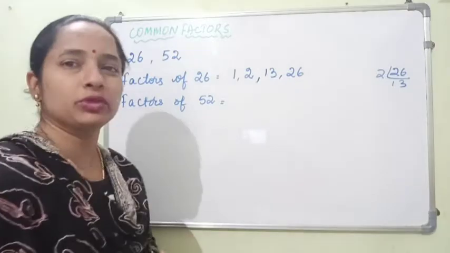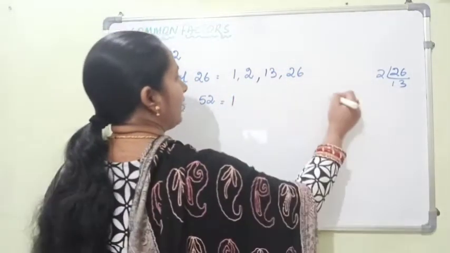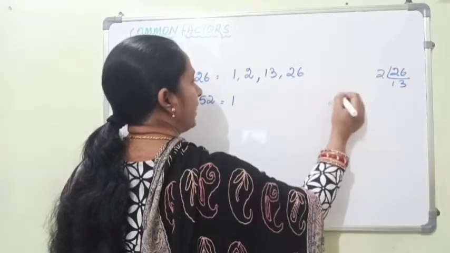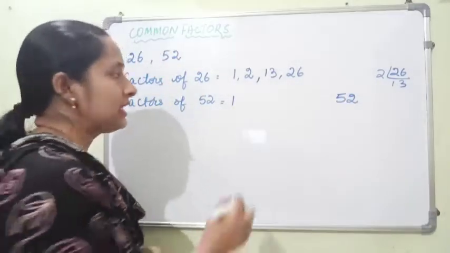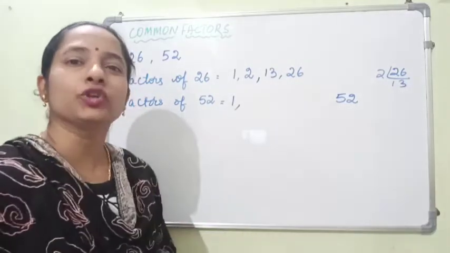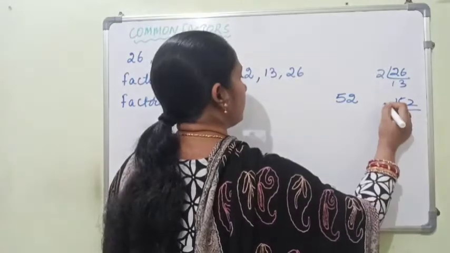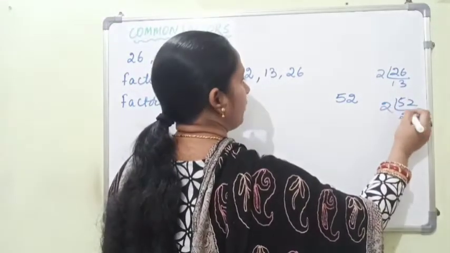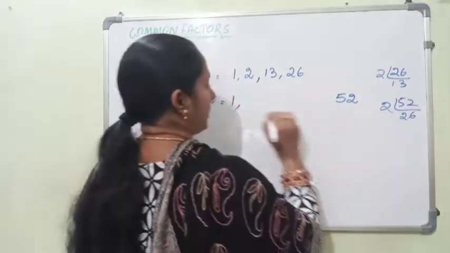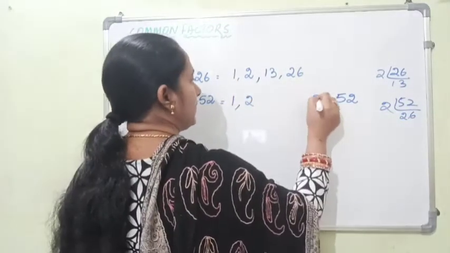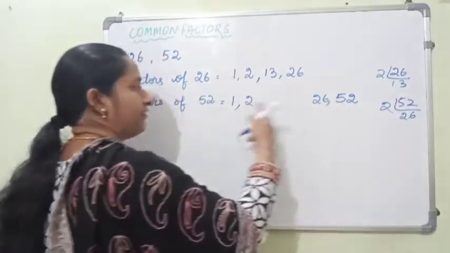Next let us come to finding the factors of 52. 1 and 52 itself are the factors of 52. Other than this, as the number is an even number, it could be divisible by 2. So do the short division and divide it by 2. 2 2s are 4, 2 6s are 12. This means 2 and 26 are the factors of 52.